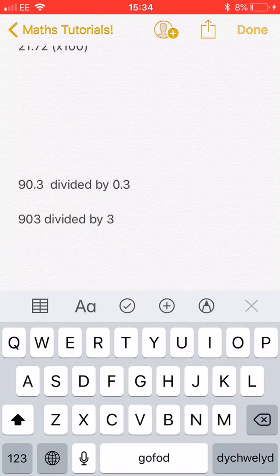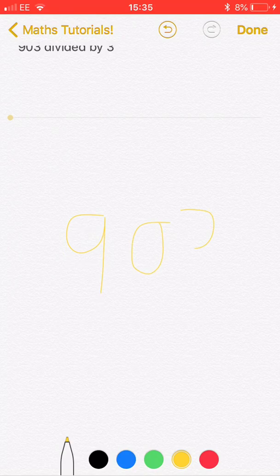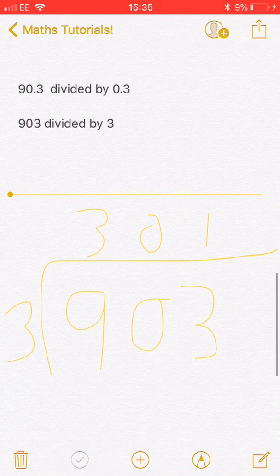Now, I mentioned this in the same video I was on about earlier. So if we put 903 into the bus stop method, how many times does 3 go into 9? 3. How many times does 3 go into 0? None. And how many times does 3 go into 3? Once.